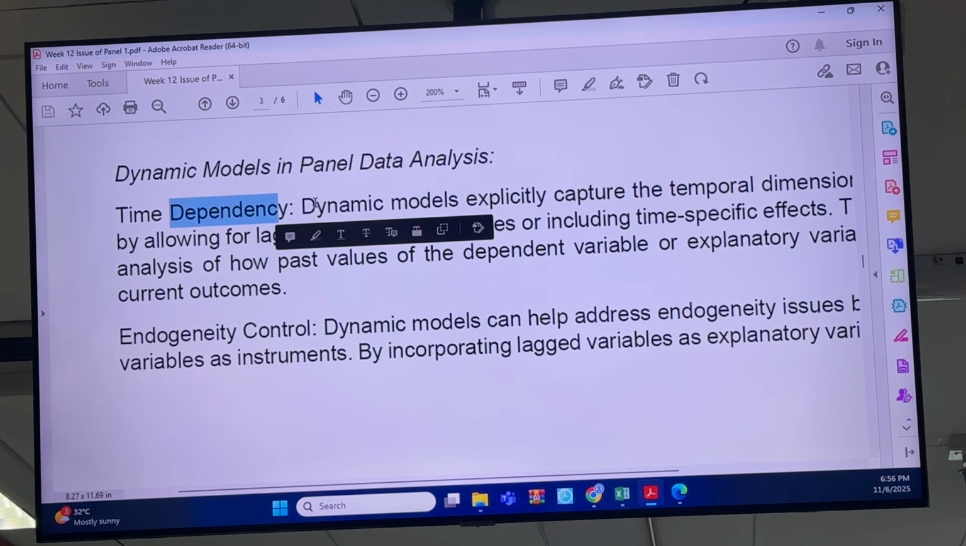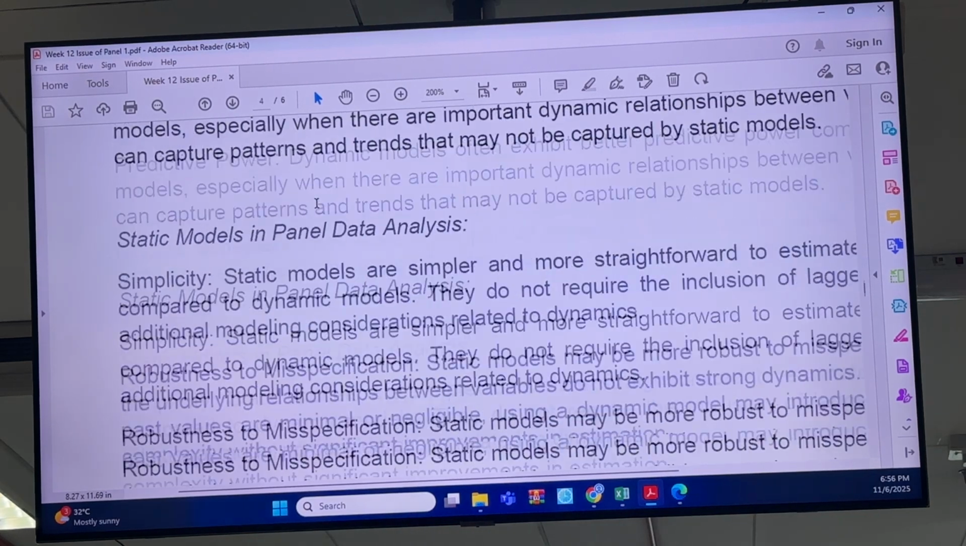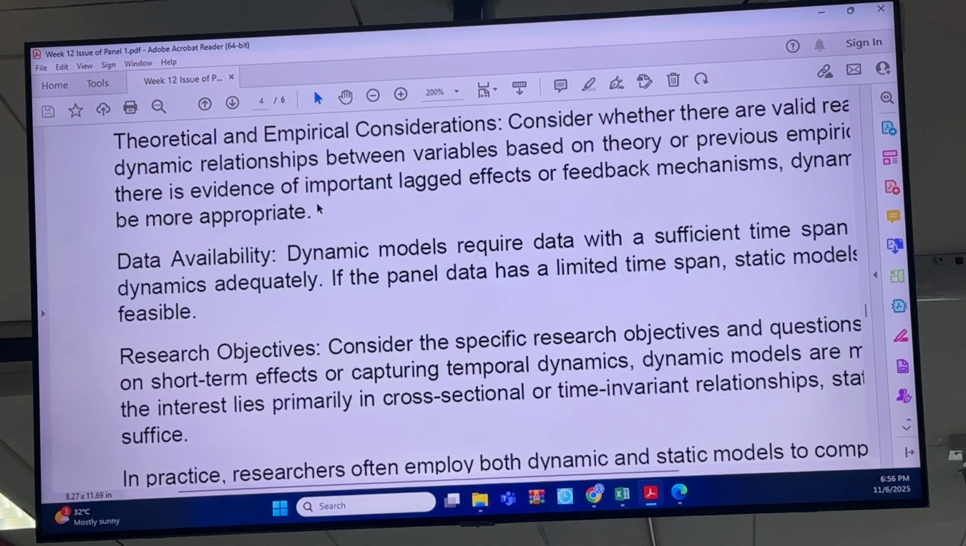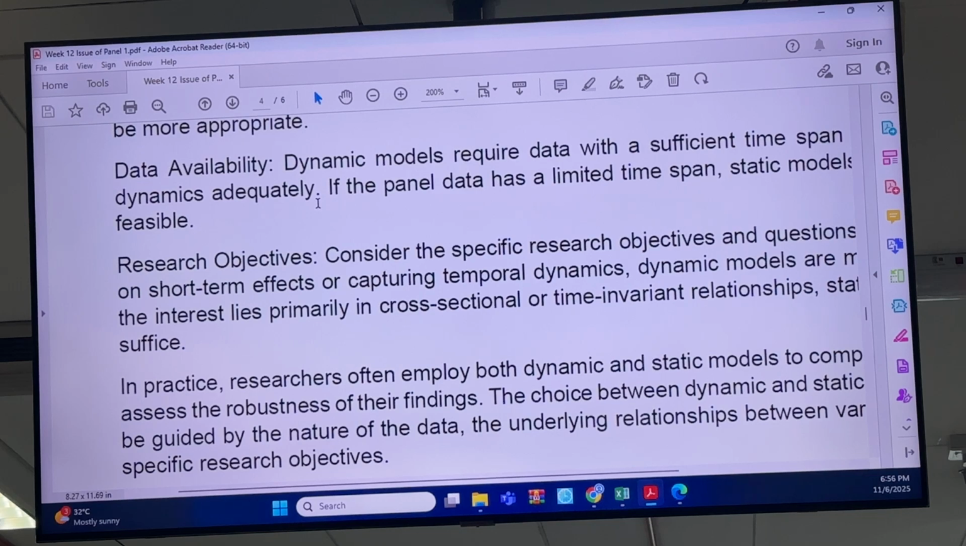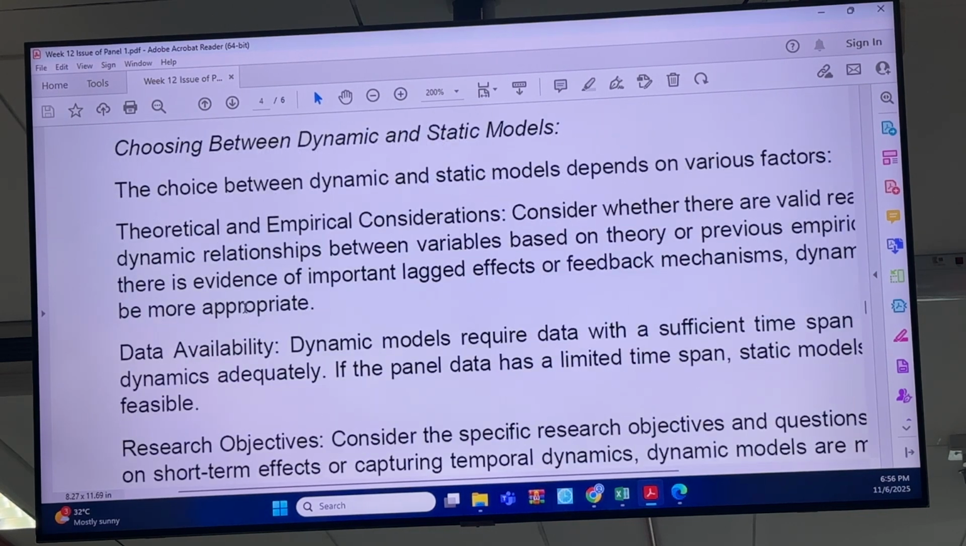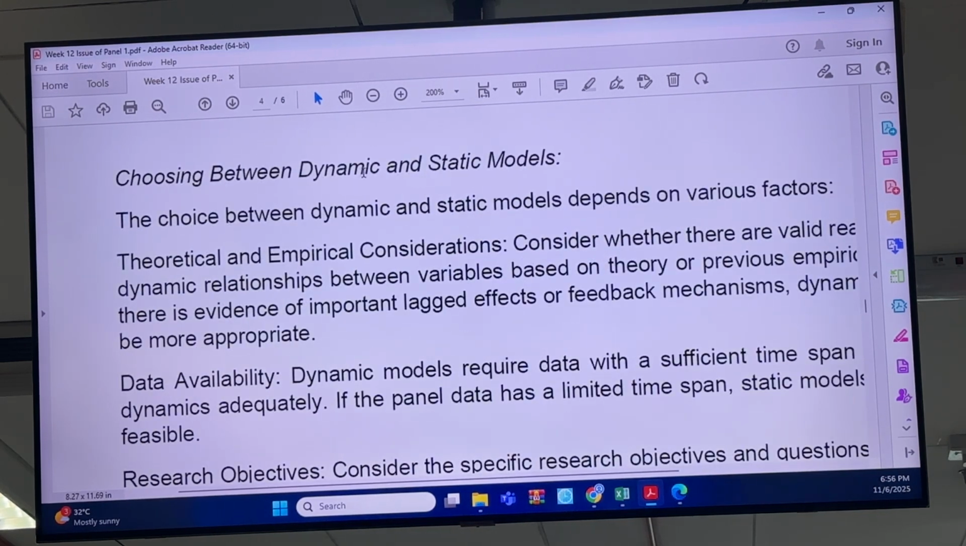Then you apply it to the data, and with this issue in economics, it will come up with a new policy implication. So how to choose? Because you say, okay, static is easy, dynamic is difficult, time consuming, and very costly.